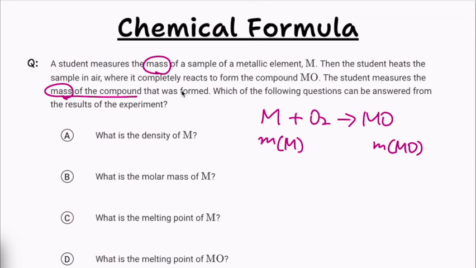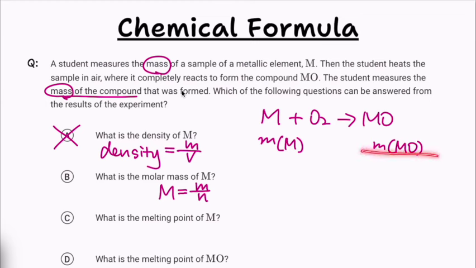A, what is the density of M? Density is equal to mass divided by volume. And you're not given the volume of the element M. There's nowhere for me to figure this out, so it's not A. And B, what is the molar mass of M? Well, the molar mass is equal to mass divided by the number of moles. Then I will have to figure out the number of moles based on these two pieces of information.